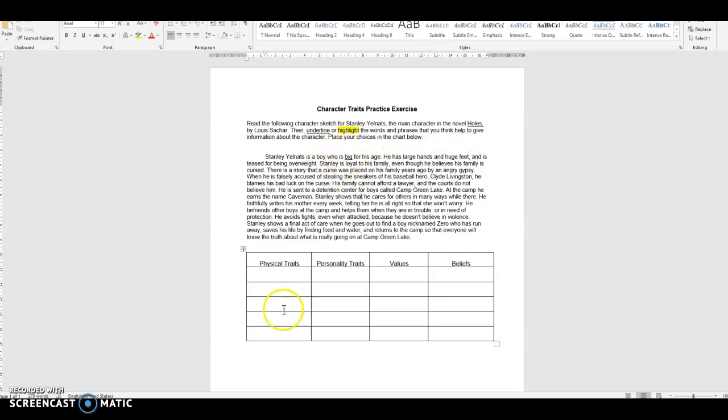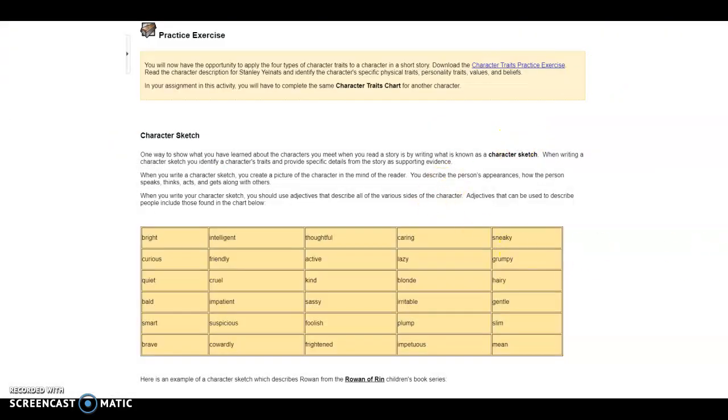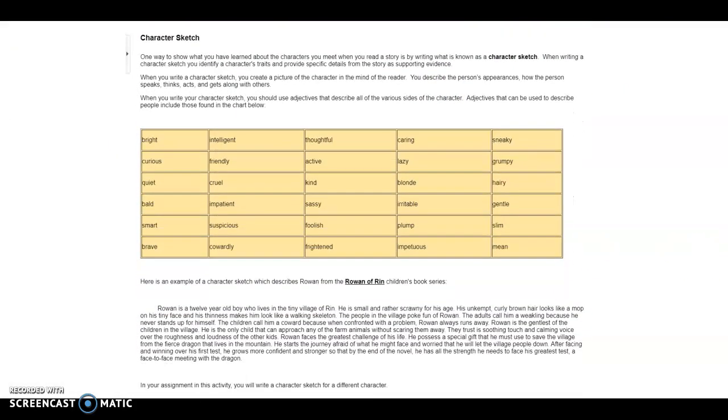And then you're going to put them into these categories. For example, it says he's loyal to his family. Would you consider his loyalty to be a physical trait, a personality trait, a value, or a belief? I would argue that the fact that he's big would be a physical trait. So see if you can fill in as many of these physical traits, personality traits, values, and beliefs as you can when describing Stanley. All right. Once you're comfortable with that, we move on to looking more closely at writing a character sketch.